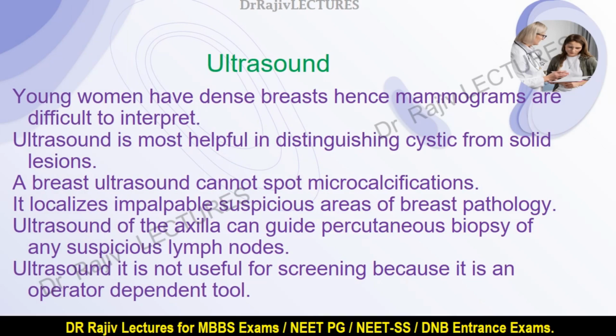An ultrasound is useful in young women who have dense breasts, in whom mammograms are difficult to interpret. The ultrasound is most helpful in distinguishing cystic from solid lesions. A breast ultrasound cannot spot microcalcifications in the breast. Although calcifications are not always a sure sign of breast cancer, many early breast cancers are detected because calcifications are seen. Ultrasound can localize impalpable suspicious areas of breast pathology.